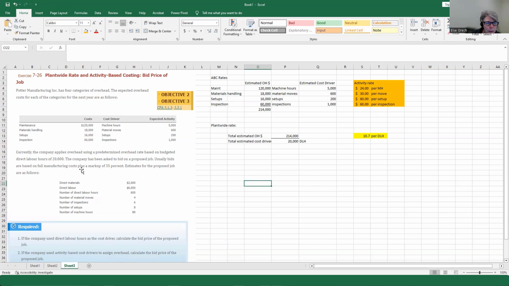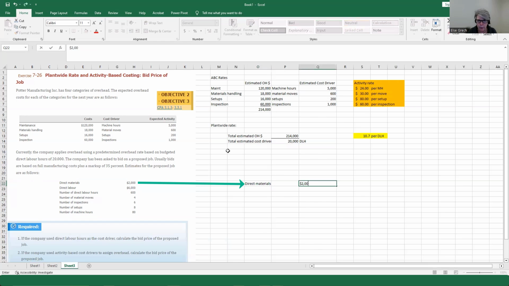Now, the company has been asked to bid on a proposed job. Usually bids are based on full manufacturing costs plus a markup of 35%. Estimates for the proposed jobs are as follows. So we know direct materials are going to cost $2,000. We know direct labor is going to cost $6,000. Okay. Now, what we have to do is use ABC.